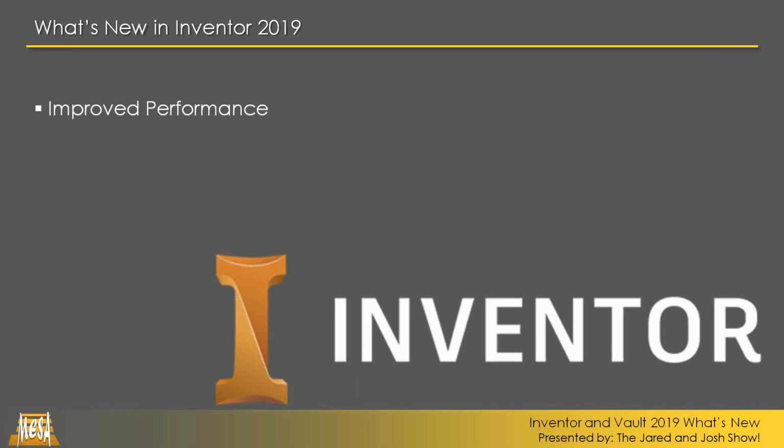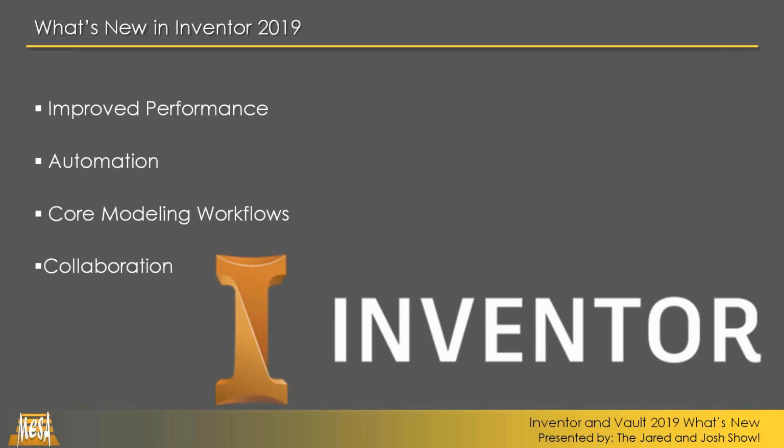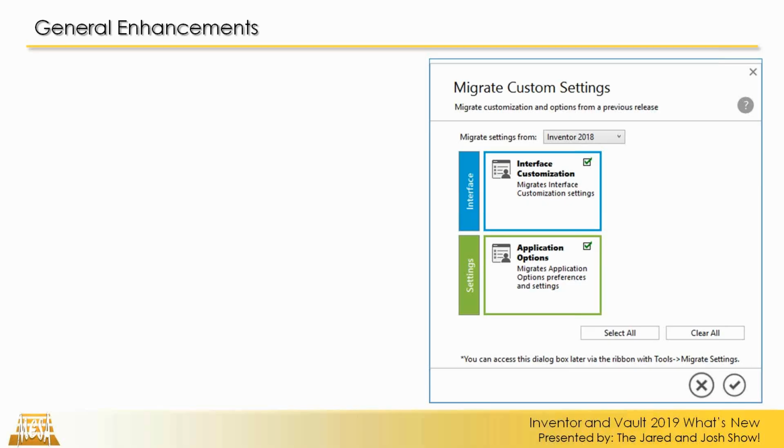All right, so some basics for Inventor. We're looking at some improved performance, automation, core modeling workflows, and collaboration. Those are our big 4 topics that we're going to be talking about today. So let's start off with some general enhancements. First screen that you're going to notice when you finally do an upgrade to Inventor.